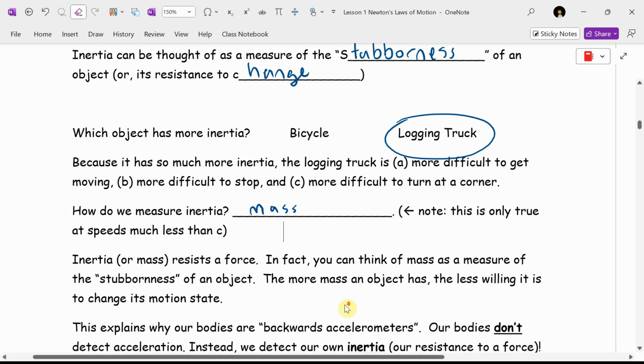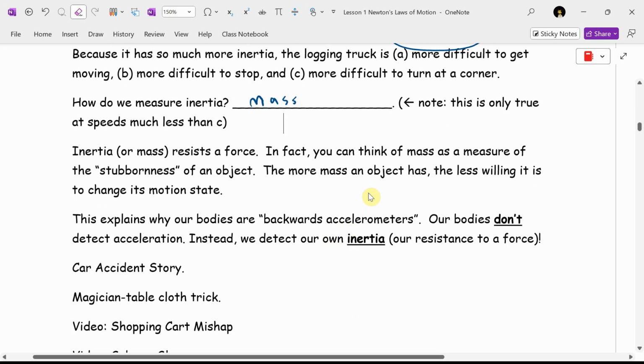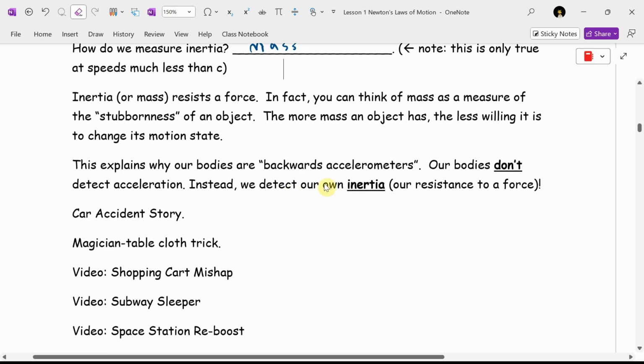Inertia, or mass, resists a force. You can think of mass as a measure of the stubbornness of an object. The more mass an object has, the less willing it is to change its motion state. This is why our bodies are backwards accelerometers. Our bodies don't detect acceleration. We detect our own inertia, our own resistance to a force. That's what our bodies can feel.